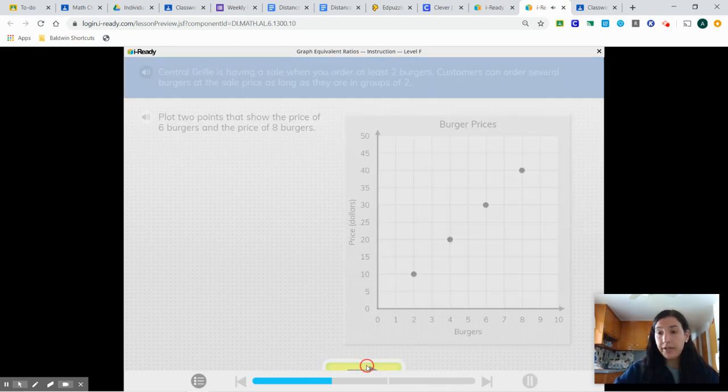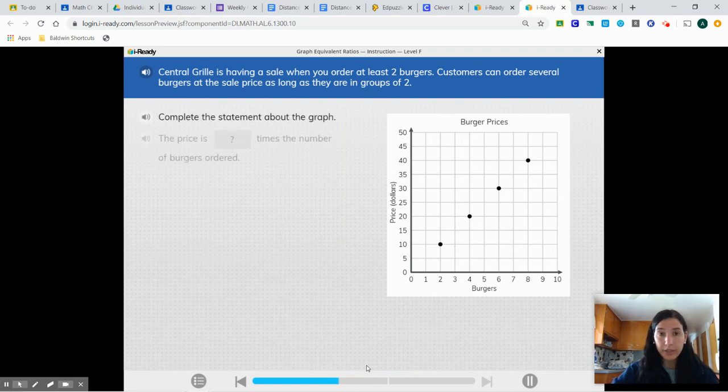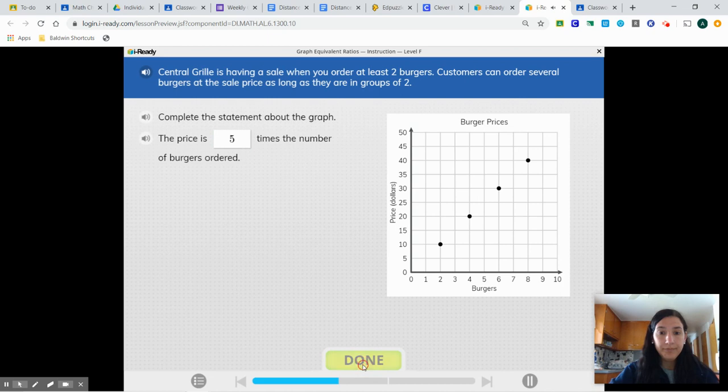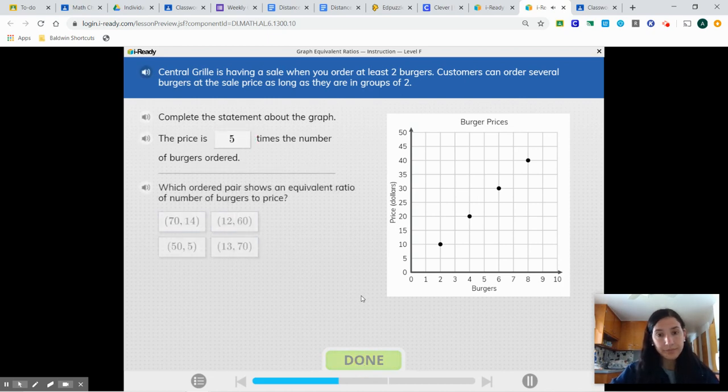Now we know our unit rate is $5 per burger. Complete the statement about the graph. So we type 5 in here and go on. Which ordered pair shows an equivalent ratio of number of burgers to price? So we want to figure out which one, because our graph doesn't go high enough, that when we do y divided by x, we'll get the answer 5. We know that 60 divided by 12 is 5, so that's going to be our answer. So (12, 60) is our correct choice. Way to go!